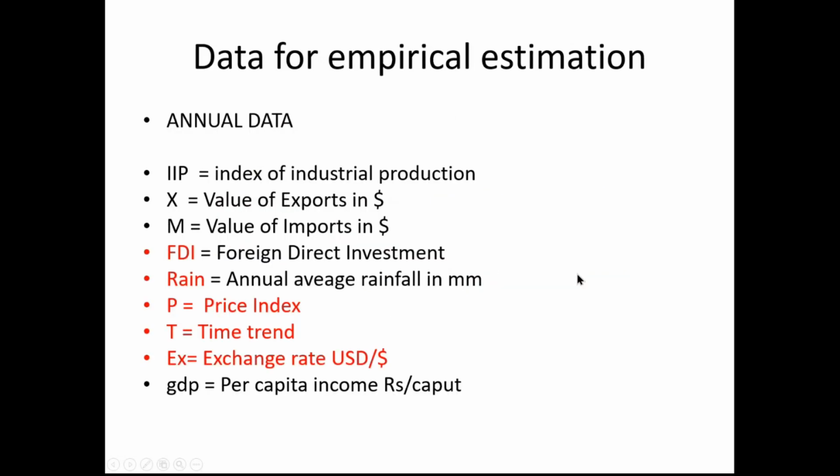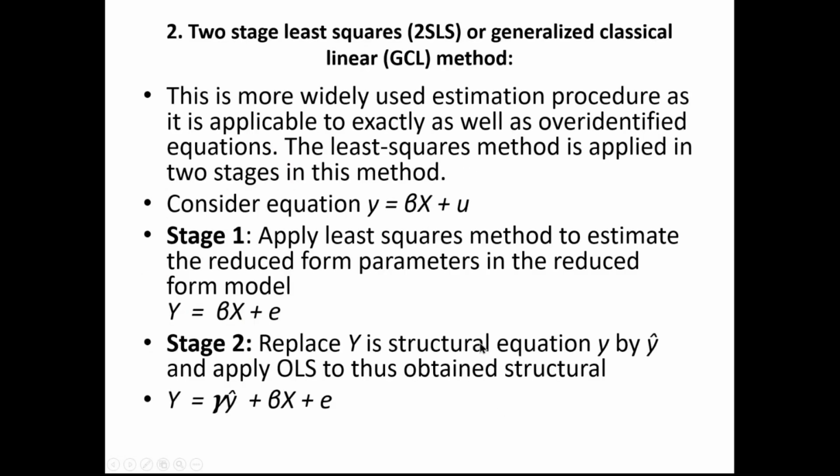Now coming to another example. I again give you an example. I've used annual data: index of industrial production, value of exports in dollars, value of imports, foreign direct investment in dollars, annual rainfall, price index, time trend, exchange rate, and GDP per capita. Okay. So now coming to two-stage least squares.